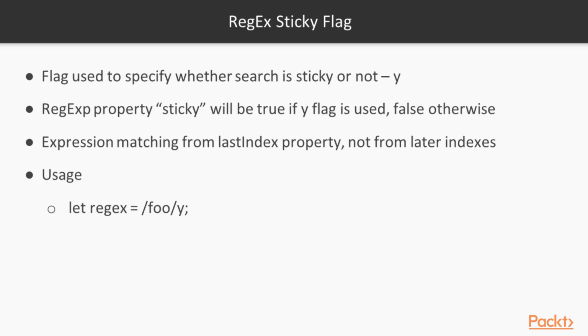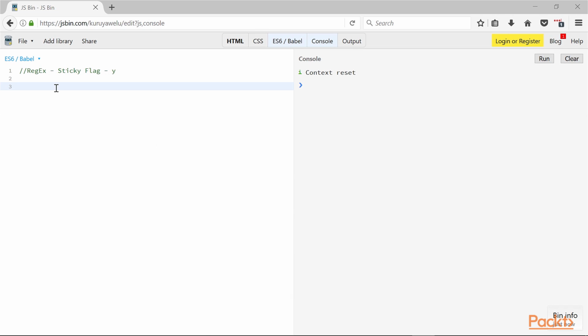The usage of the sticky flag is very simple. As you can see here, I've said let regEx is equal to, and then I have my pattern, which is to match the string foo. And then I've given the flag, which is y, which means the search has to be sticky in nature, and then it just uses the lastIndex property and then searches.